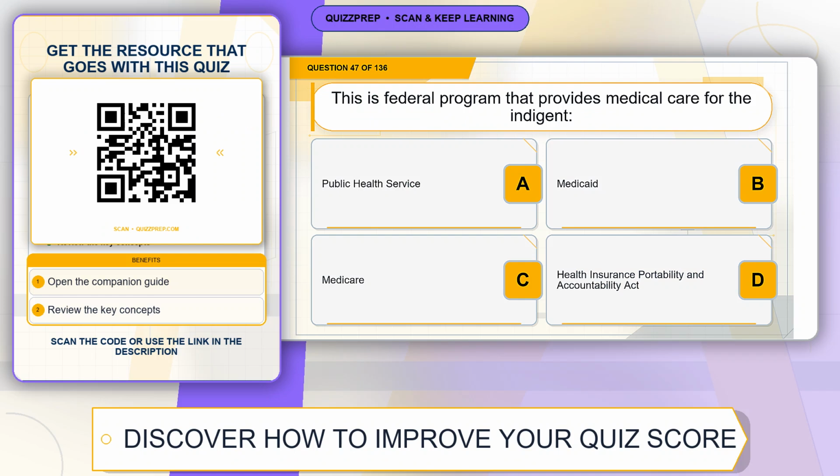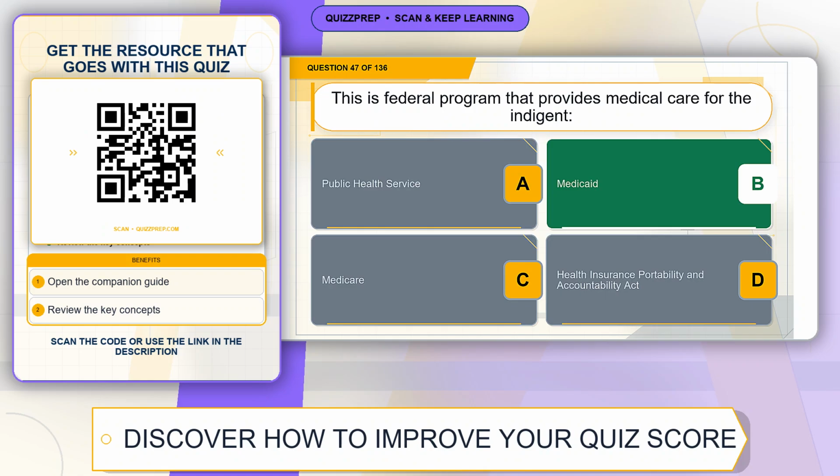This is a federal program that provides medical care for the indigent. Option A, Public Health Service. Option B, Medicaid. Option C, Medicare. Option D, Health Insurance Portability and Accountability Act. The correct answer is option B, Medicaid.